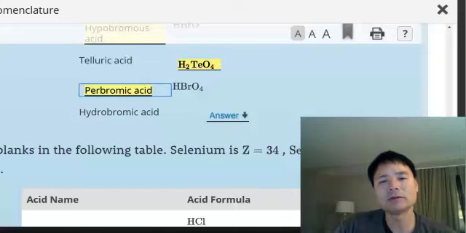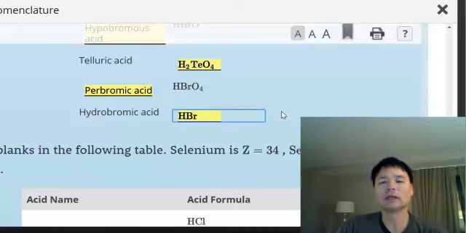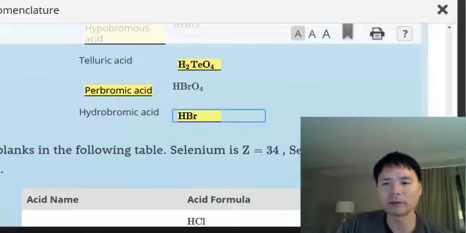Hydrobromic acid. Hydro-ic acid must be bromide, and so it's going to be HBr for this one. Okay, I'm going to stop here and break up the video into portions. So this will be part one. We'll continue after that.